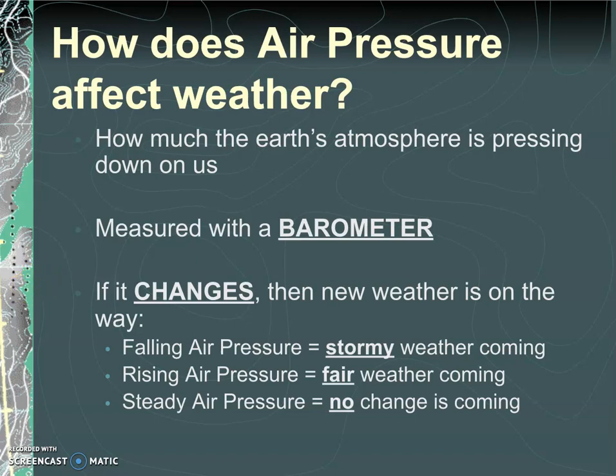So we do measure air pressure with a barometer, and very similar to what I was saying earlier, it measures how much pressure is bearing down on us or the lack of air pressure on us. So if we look at a barometer and we see the air pressure is falling, meaning we have lower pressure around us, we can expect stormy weather to come. We're pulling it towards us because it's lower pressure.